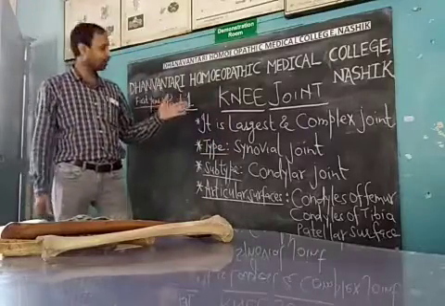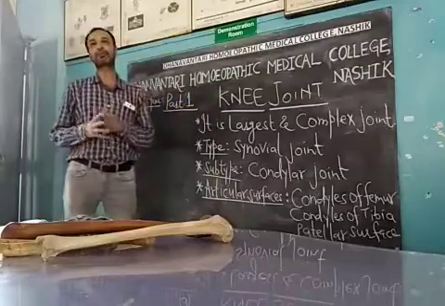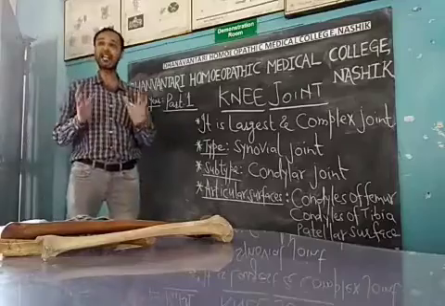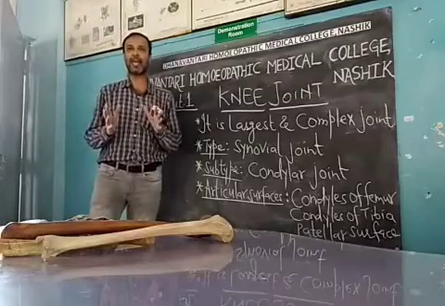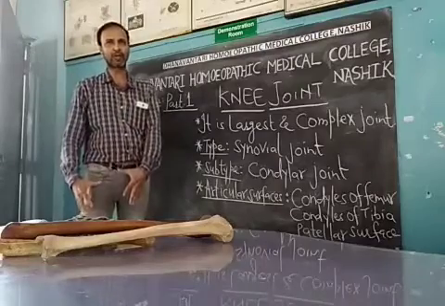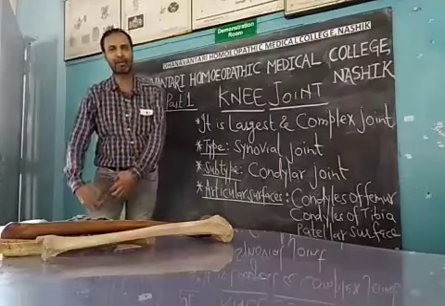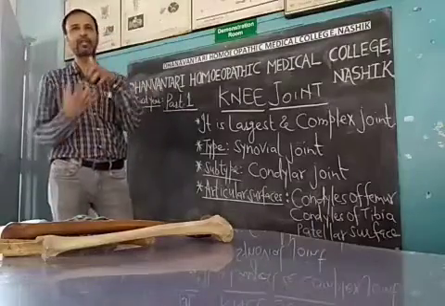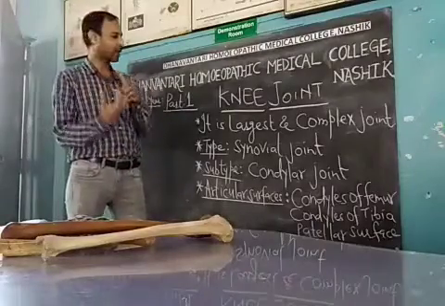Now, the knee joint is the largest and complex joint. If we have to define it, we will say the knee joint is the largest and complex joint. It is the largest joint because it is between the femur and the tibia, which are the long bones of the lower limb, and they make the articulation.